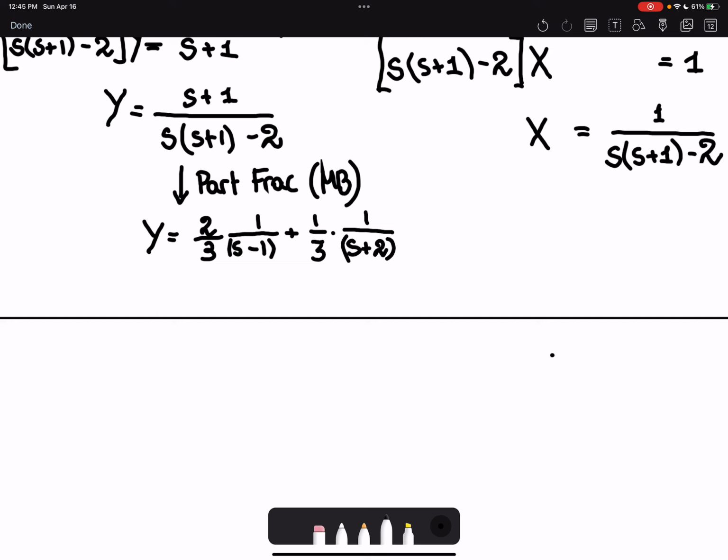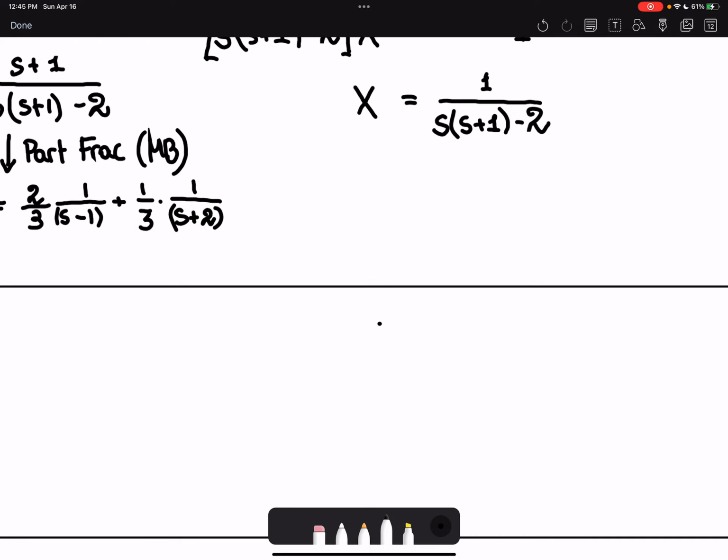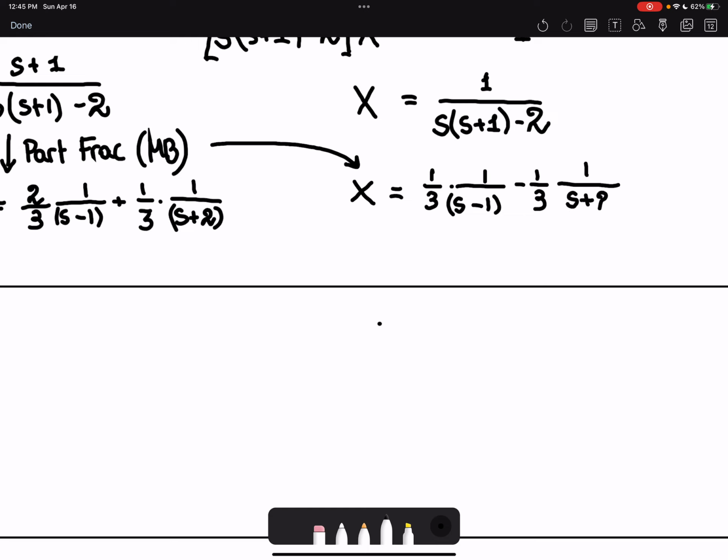Well, now that we have this, let's do the same for this X. So we still get the big X, and that's all going to be equal to partfrac in MATLAB, which is going to give us 1/3 times 1 over S minus 1, and minus 1/3 times 1 over S plus 2. We do that right here.